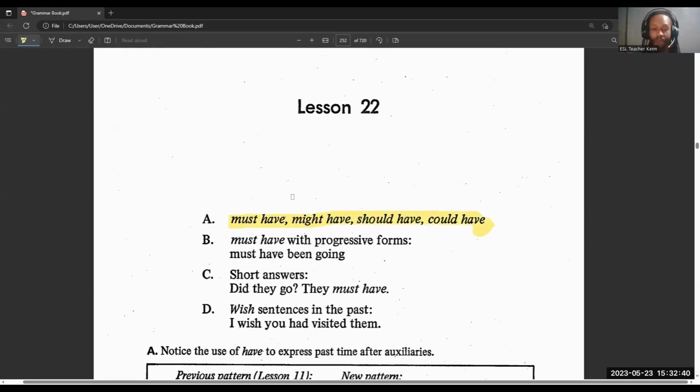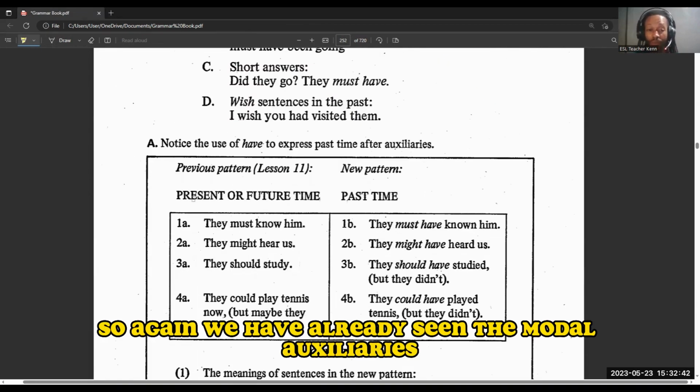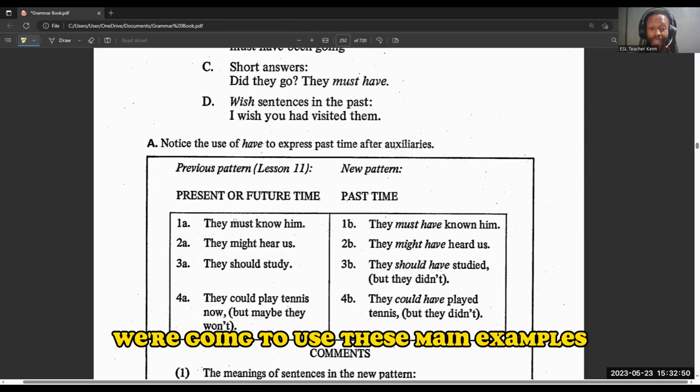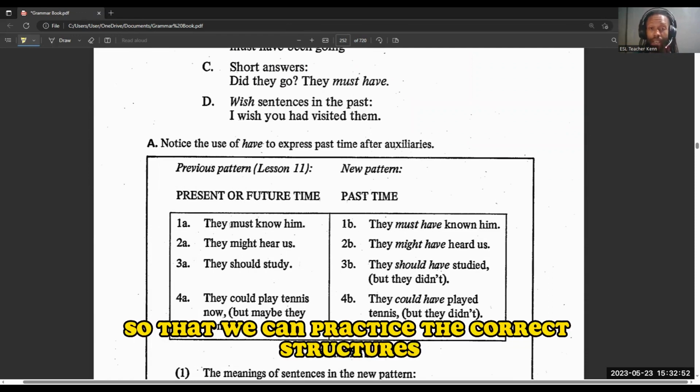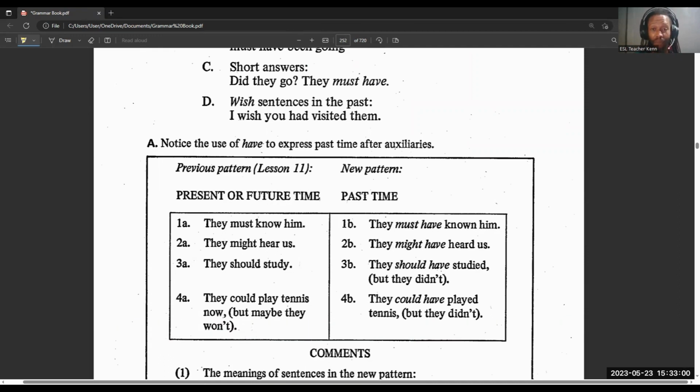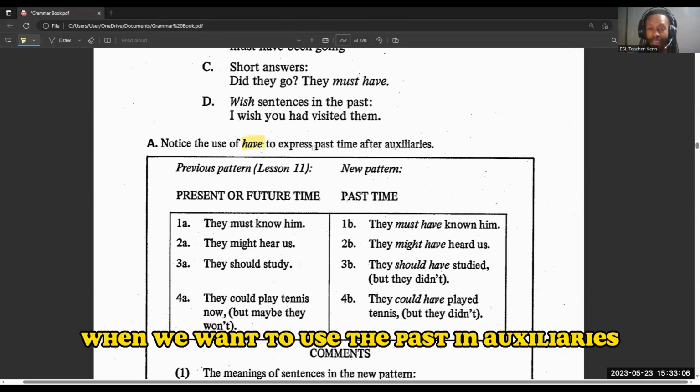Okay, so again, we have already seen the modal auxiliaries in present or future. We're going to use these main examples so that we can practice the correct structures of when we want to use these modal auxiliaries in past. We're going to use have when we want to use the past modal auxiliaries.